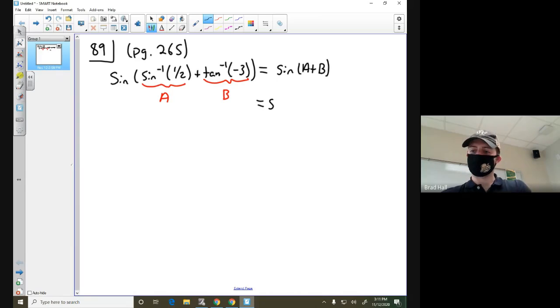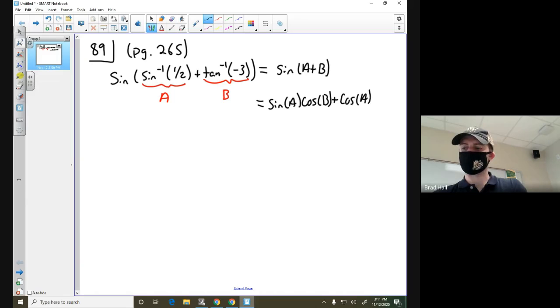which is sine of A, sine of B. Oh, wait, no, that's not it. Sine of A cosine of B plus cosine of A sine of B. Pretty sure that's it. If that's not, just remind me. I can't remember. We're going to do the same process no matter what, the same beginning process. So if someone figures it out, just let me know.